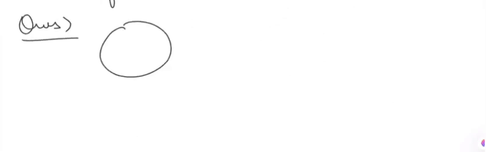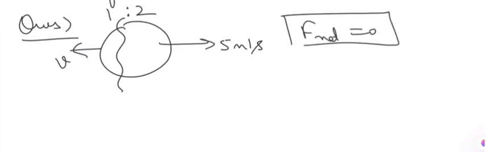Let's say I have a bomb and here I had broken it. Okay. So what happened? It had got broken into 1:2. Then 5 meter per second speed it had acquired, and let's say it had acquired some velocity, let's say v. Okay, so the question is, if the F net over this is equal to 0, then what do you think? P is obviously conserved.